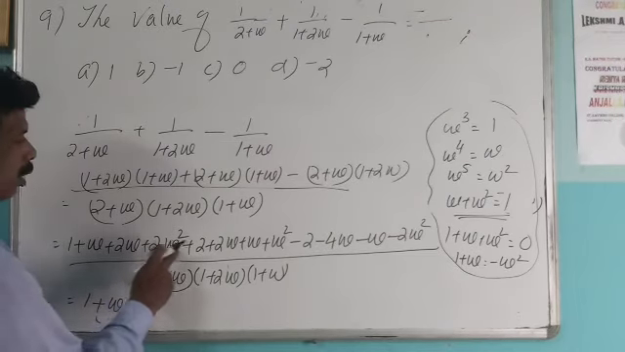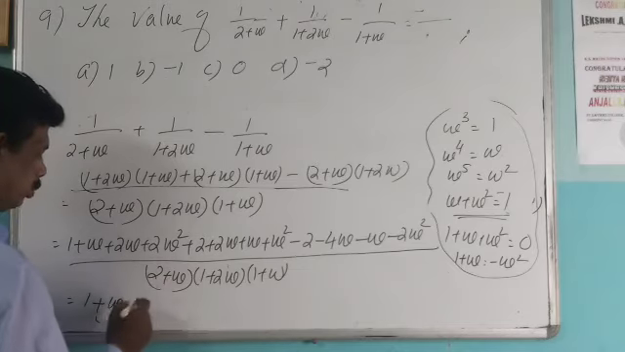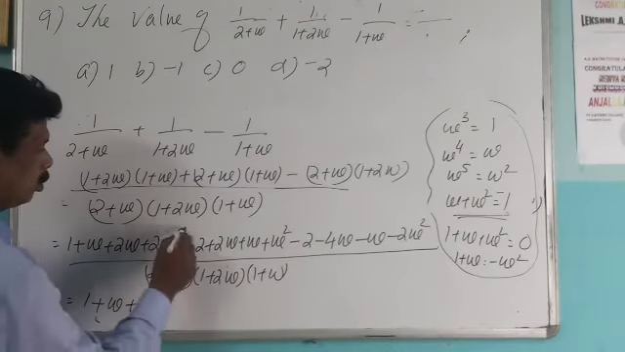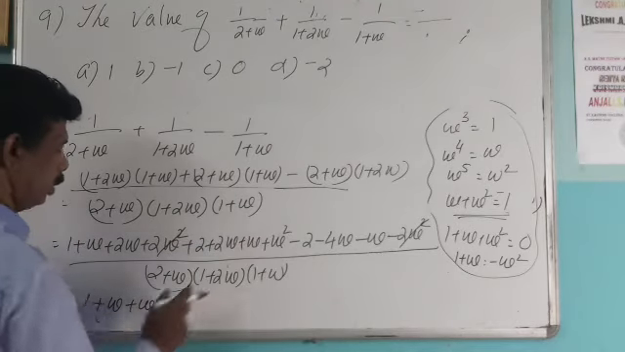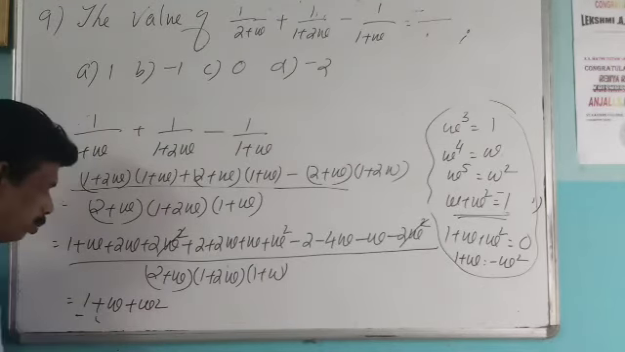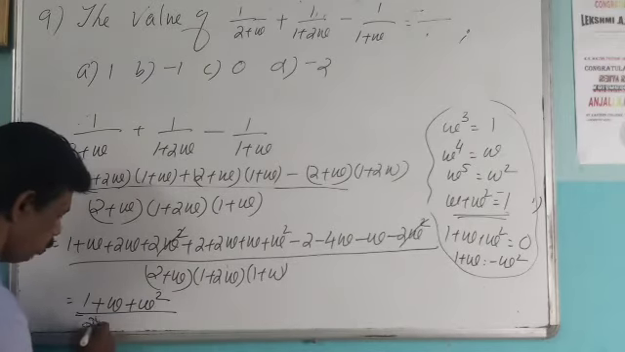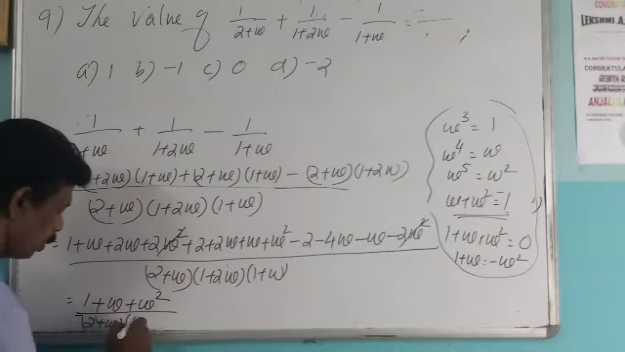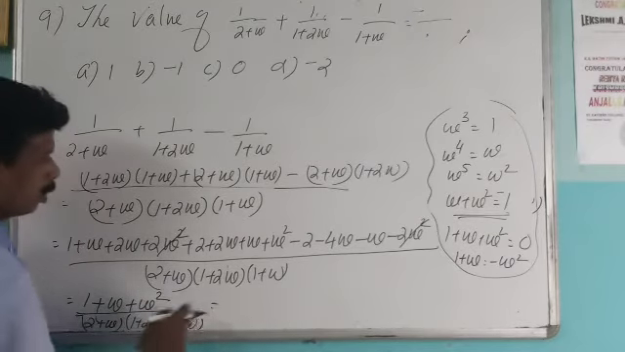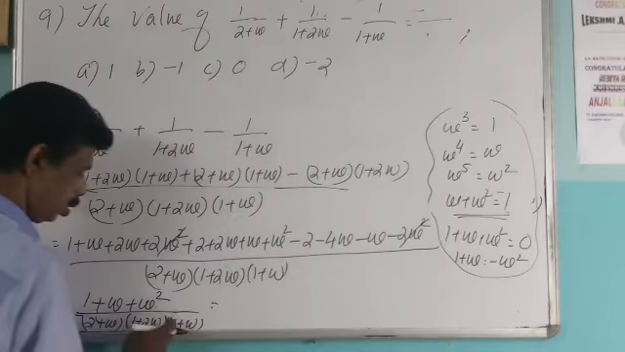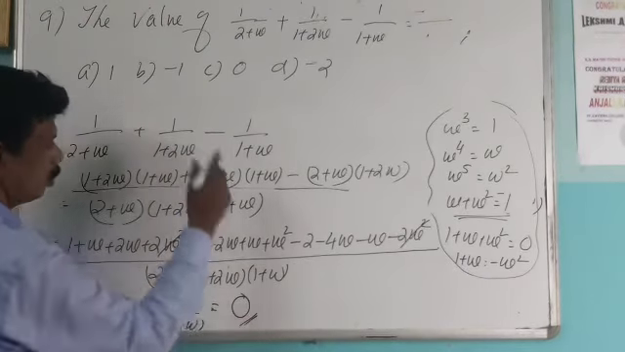Okay. Again, 2 omega square plus omega square, 3 omega square, minus 2 omega square equal to omega square, plus 1 plus omega, plus omega square. The 2 omega square terms cancel. That is the remaining term, only omega square, plus 1 plus omega square, divided by the denominator 2 plus omega into 1 plus 2 omega into 1 plus omega. The value of 1 plus omega square equals 0. 0 by this denominator equal to 0. So the answer is 0, option C.